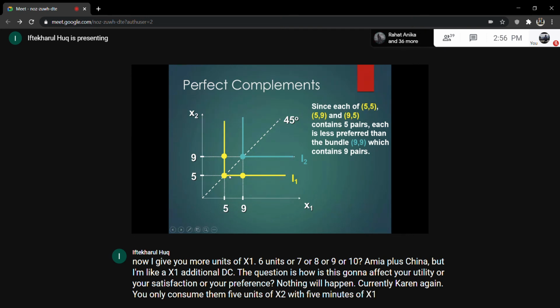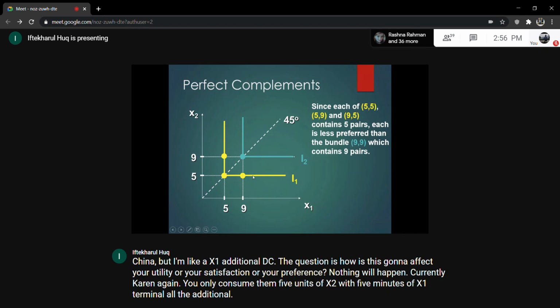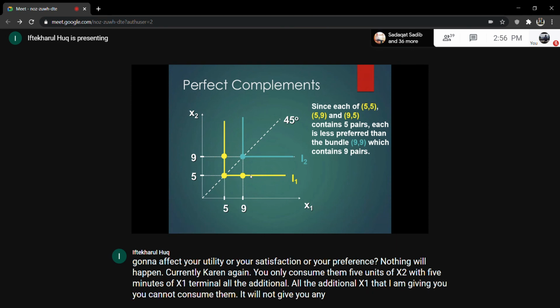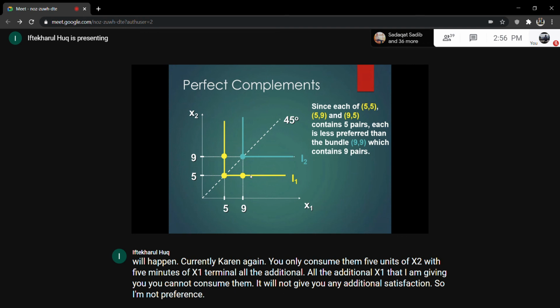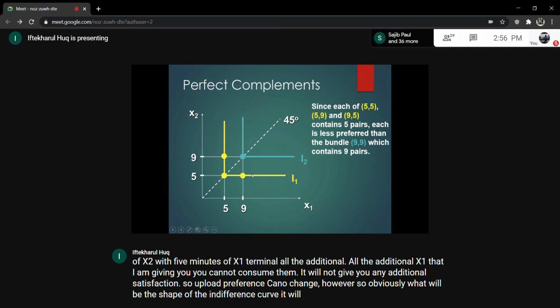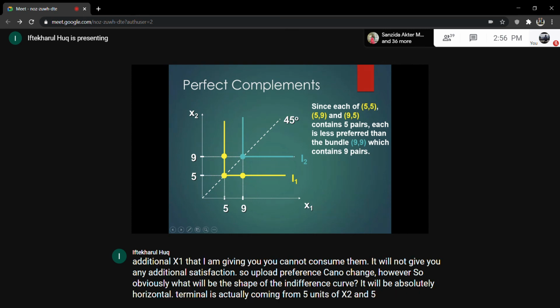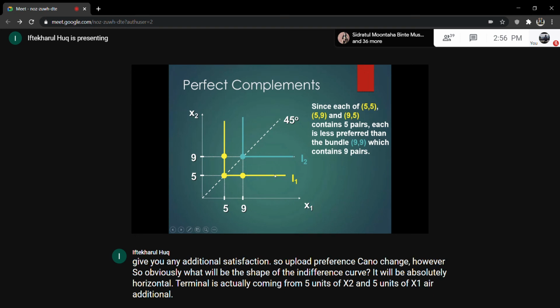তার মানে all the additional x1 that I'm giving you, you cannot consume them. It will not give you any additional satisfaction. So আপনার preference কোনো change হবে না. So obviously, what will be the shape of the indifference curve? It will be absolutely horizontal. তার মানে হচ্ছে indifference curve is actually coming from 5 units of x2 and 5 units of x1. এর additional যে কোনো amount of x1 যদি শুধু দেওয়া হয়, সেটাও আপনাকে কোনো additional utility দিবে না। আবার যদি শুধুমাত্র আপনাকে কিছু additional x2 দেয়া হয়, that is also not going to give you any additional satisfaction.